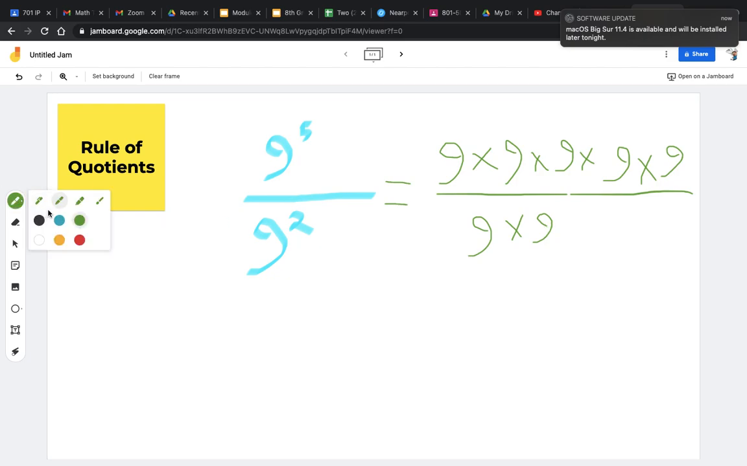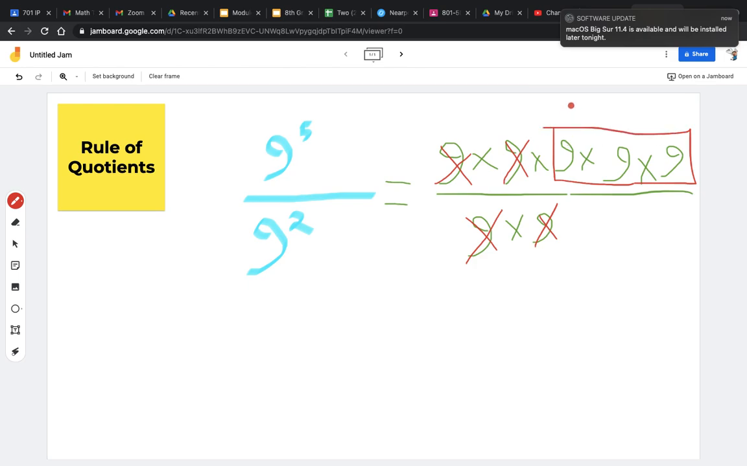Now, you guys ready? We're going to play a game called Cancel Out. Cross out 1 in the numerator. Cross out 1 in the denominator. Cross out 1 in the numerator. Cross out 1 in the denominator until there's nothing left. The answer is 9 times 9 times 9. That's 1, 2, 3. Final answer. 9 to the 5th divided by 9 to the 2nd equals 9 to the 3rd.